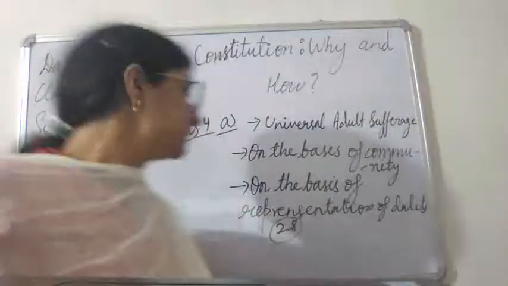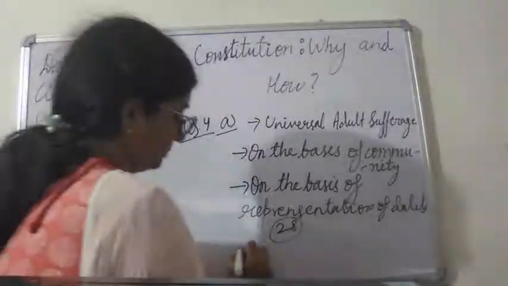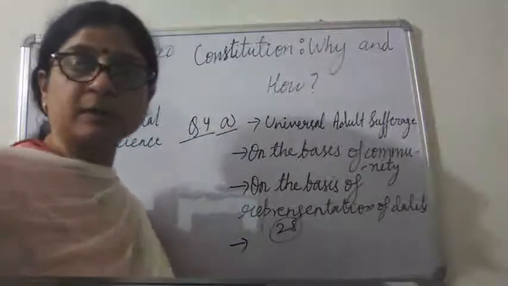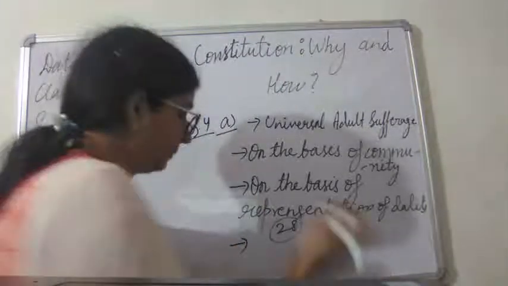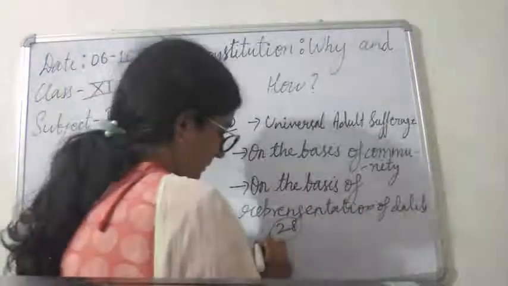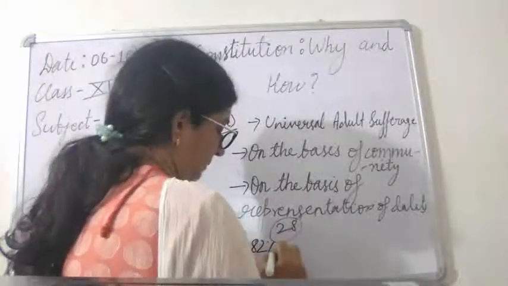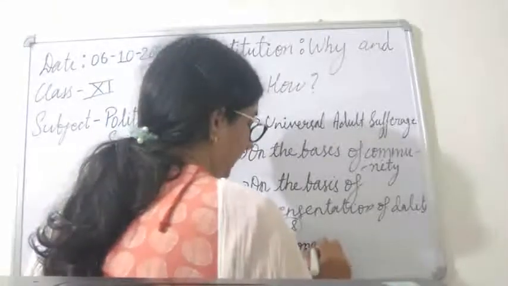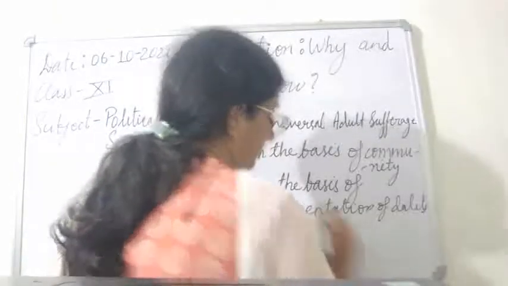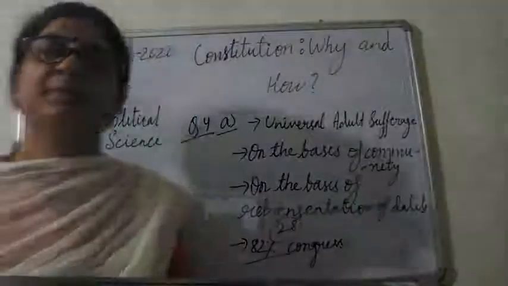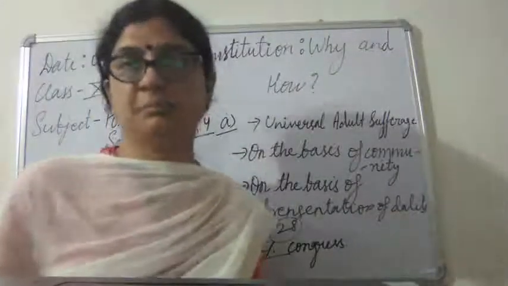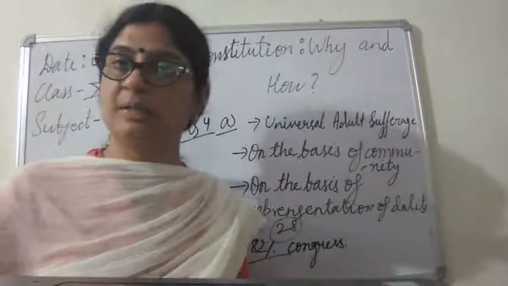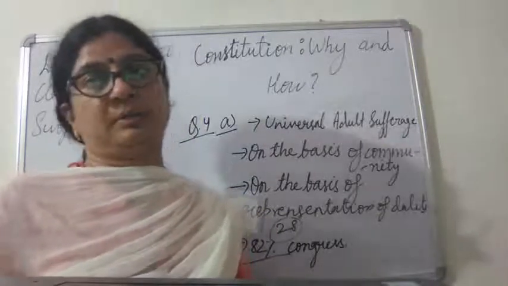And then the last point we can say is that it was dominated by the Congress party. In the Constituent Assembly, 82% of the members were from Congress. And Congress itself was a party which was representing the whole country, not any particular section or any particular class.